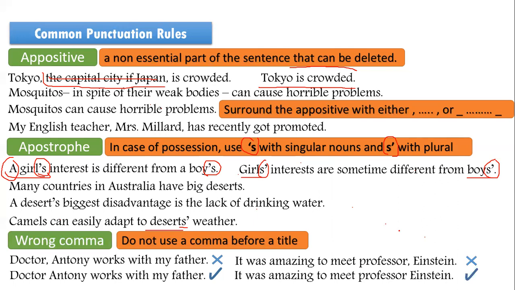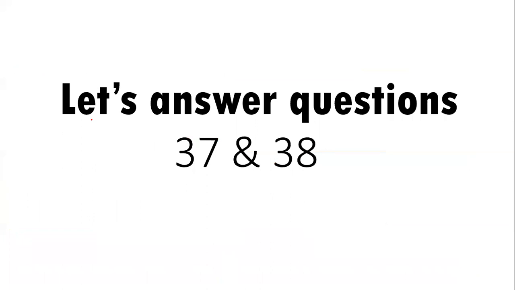So again, be sure you're using the appositive correctly, surround it correctly. Be sure you are using the apostrophe correctly if you need it at all. Sometimes you don't need it and it's in the options. Check whether you need it or not. Make sure you're using the comma correctly. And now please answer question 37 and 38.